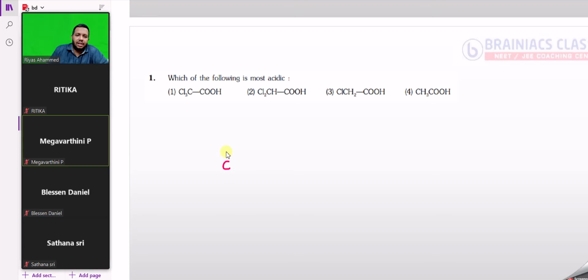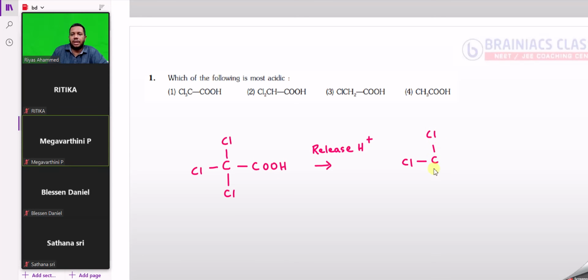So you can see here a carbon atom connected to 3 chlorine atoms. Okay. And you have the COOH group. Now, how will you check acidity? I have taught you this many a time. What you need to do? First, release the H+. On releasing the H plus, what will happen? You can see here chlorine, and here also chlorine, and you will get the carboxylate anion, COO minus.